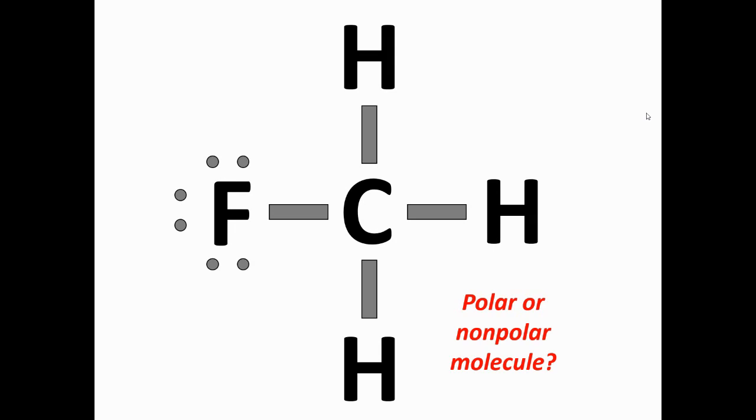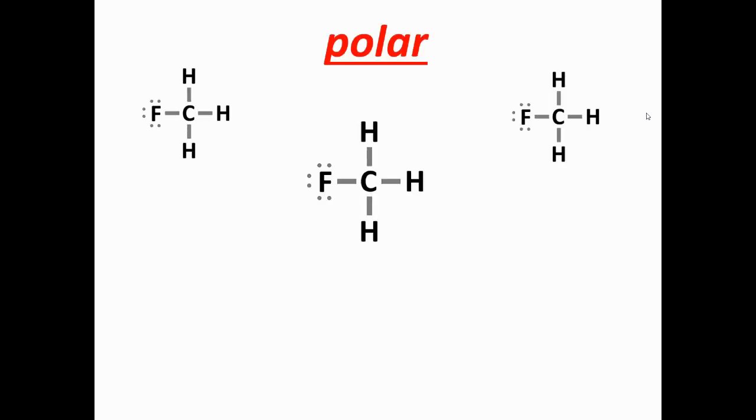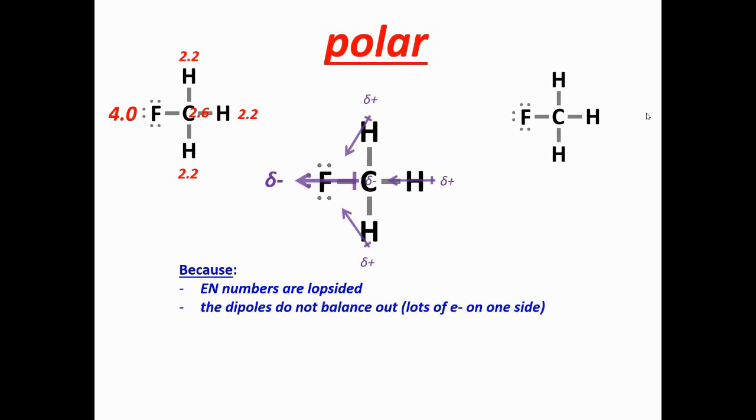This would be fluoromethane. Okay, it's like methane, but then one of the hydrogens is replaced with a fluorine that has all those extra valence electrons. Is it polar or nonpolar? It doesn't seem symmetrical. It's polar. Okay, the fluorine has a very high electronegativity compared to the carbon and the hydrogens. The electrons are being pulled towards the carbon and very heavily towards the fluorine.